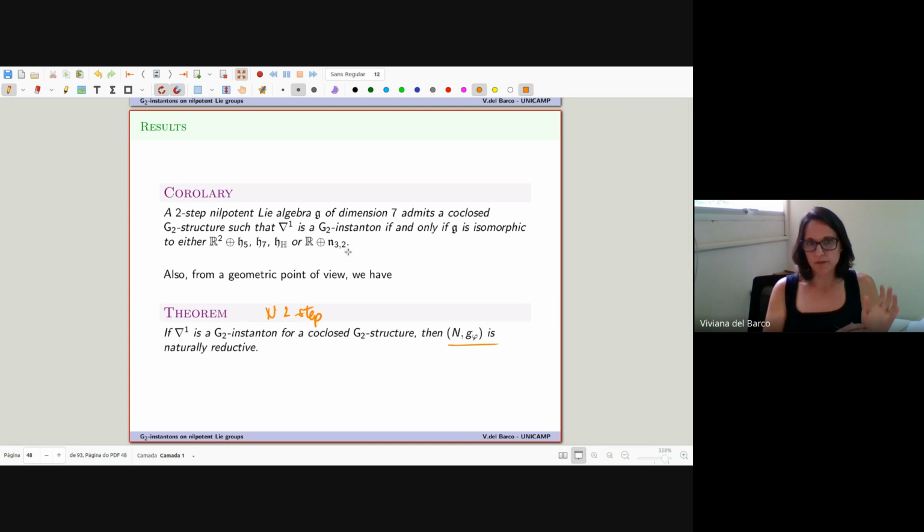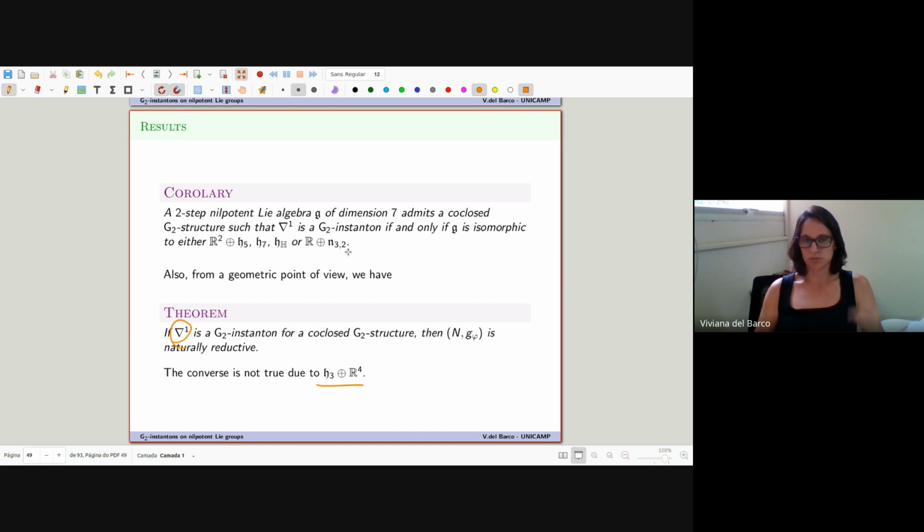Okay, so if the characteristic connection is an instanton, then the space is naturally reductive, and actually the characteristic connection is the canonical connection of the naturally reductive space. The converse is not true, because there is this Lie algebra, the usual Heisenberg algebra of dimension 3 times R4. This is naturally reductive, but the connection is not an instanton, because we need the G2 structure to be purely coclosed. We proved that this Lie algebra does not admit any purely coclosed G2 structure, with Moreno and Rafael previously. Okay.